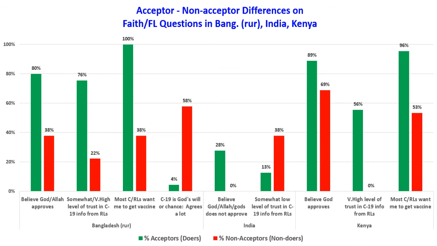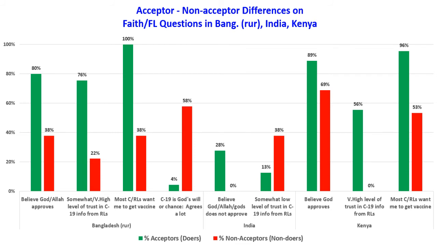And here's what we found using the barrier analysis questions on faith and faith leaders in rural Bangladesh, India, and Kenya. In rural Bangladesh, we found that vaccine acceptors were 2.2 times more likely to say that Allah approves, 2.4 times more likely to say that they had a somewhat or very high level of trust in the COVID-19 vaccines info that religious leaders provide, and more than 13 times more likely to say that most other community and faith leaders would want them to get a COVID-19 vaccine. Non-acceptors, on the other hand, were more than 6.7 times more likely to say that they agreed a lot that getting COVID-19 was just a matter of God's will or chance.